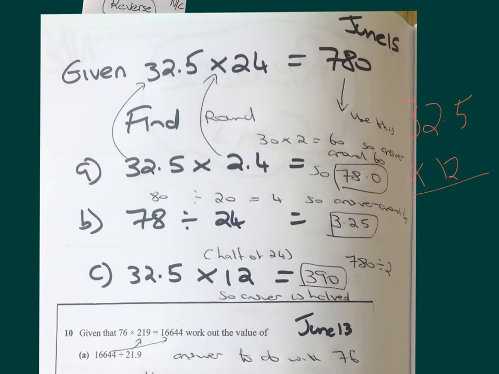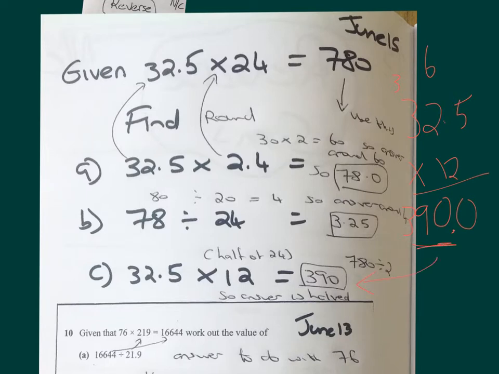12 fives is 60, put down your 0 and carry your 6. 12 twos is 24 and 6 is 30, put down your 0 and carry your 3. 12 threes is 36 and 3 is 39. 3900, and because there's one decimal here, the decimal goes back in to give you 390. Okay, that's how you tackle that question.